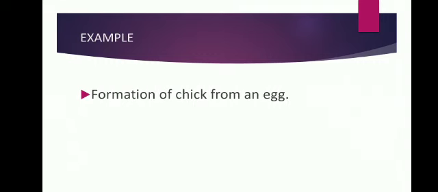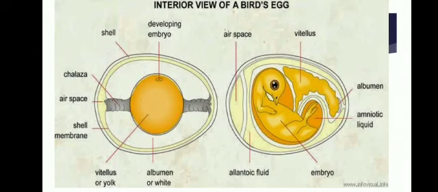Our next branch is embryology. The word embryo means fertilized egg and the word logy means study. So the study of the fertilized egg is known as embryology. This branch deals with the development of an organism from a fertilized egg. For example, the formation of a chick from an egg. You can see on your screen an interior view of a bird's egg and the development of the chick inside the egg. So this branch deals with the development of an organism from a fertilized egg.